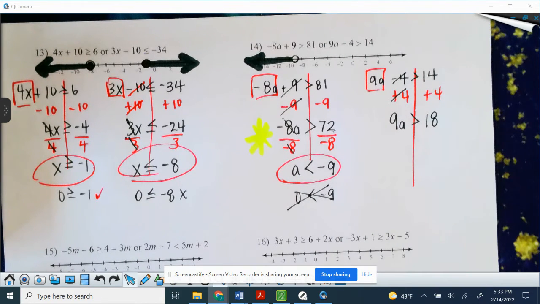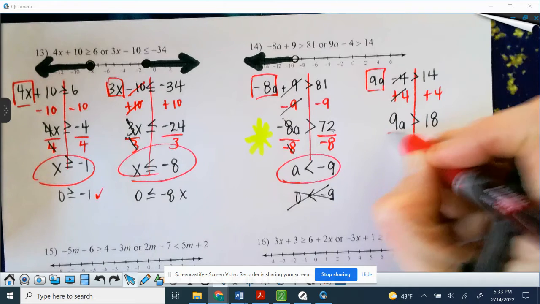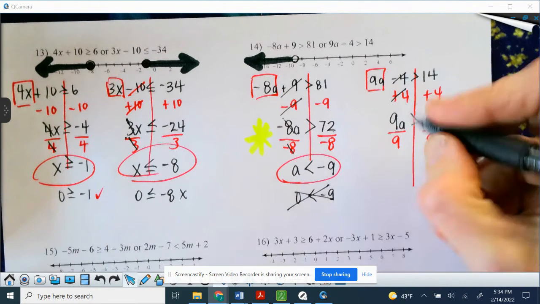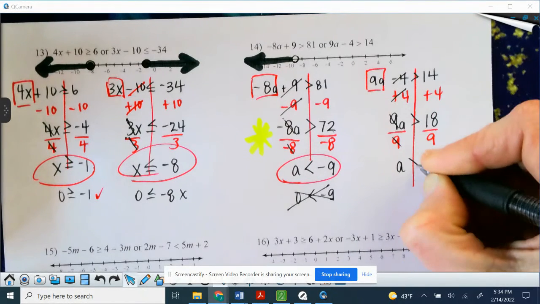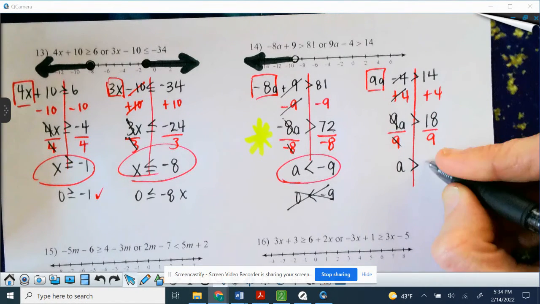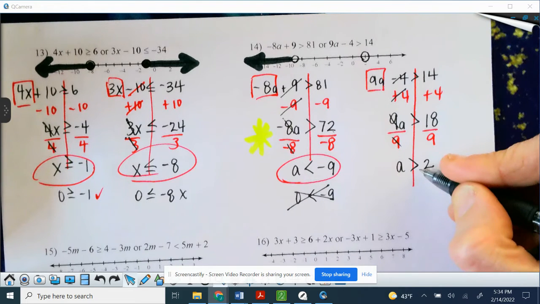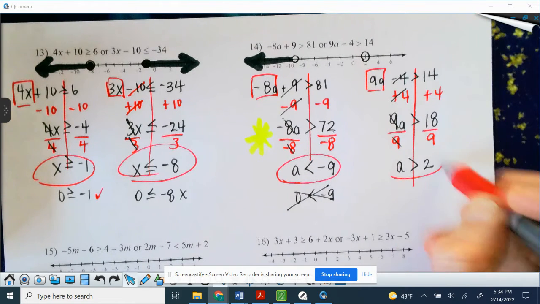That's 9 times a, and the inverse of multiplication is division. So we're going to divide both sides by a +9, which is perfectly fine. Nothing needs to flip because it's positive. And 18 divided by 9 is going to be 2. So I'm going to go to +2, open circle, come back and make sure, does it stay open or do we close it? It stays open.